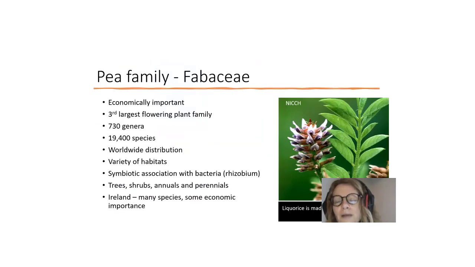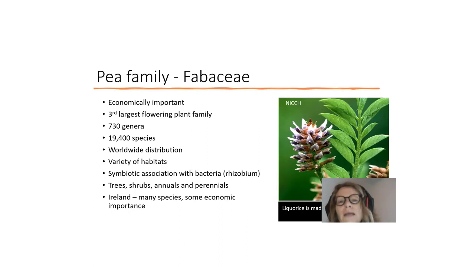And for a little bit of background, the pea family is, economically, I suppose, one of the most important families that we have, along with, say, the cabbage family. You can see there licorice. I don't know how you feel about licorice, but licorice is made from the root of a pea plant. And with over 20,000 species, they're fairly ubiquitous. They're going to be found in many different habitats. And it's, I suppose, an important member of the grassland family in Ireland.